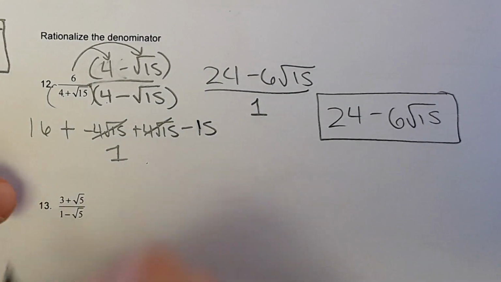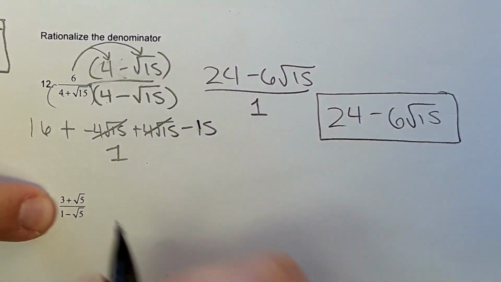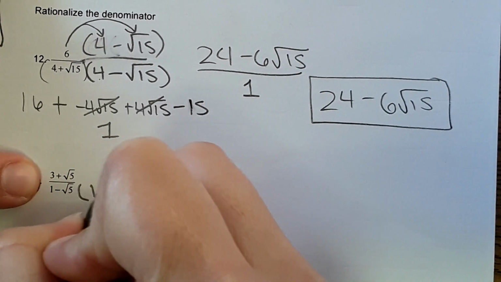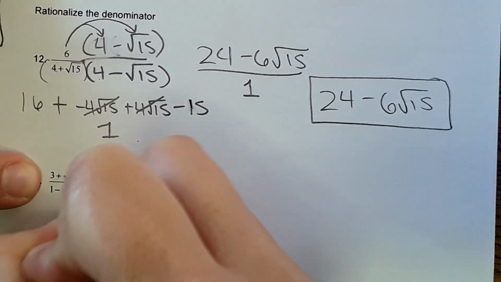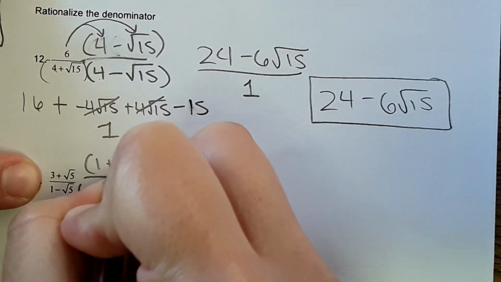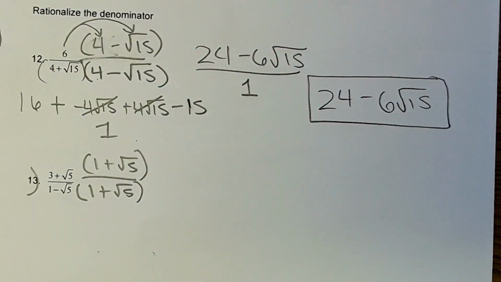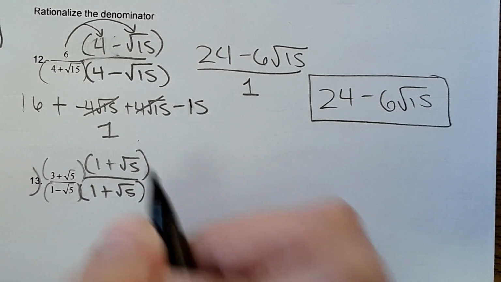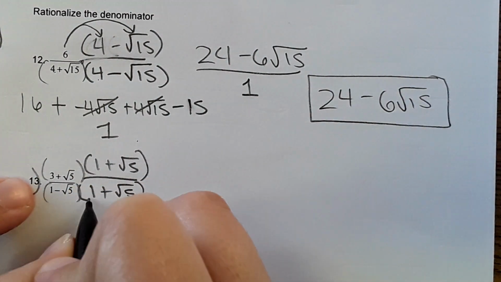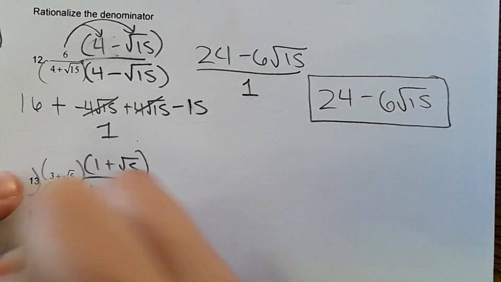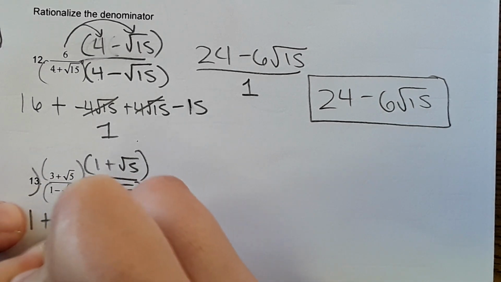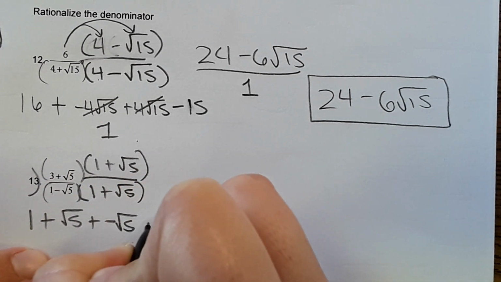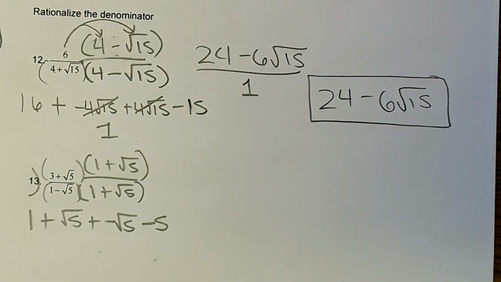Okay. So 13, same idea. We need to get the radical out from the denominator. So we're going to multiply by the conjugate, which would be 1 plus square root of 5. So we're going to FOIL both of these. I'll start with the bottom. 1 times 1 is 1. Outside, inside, last.